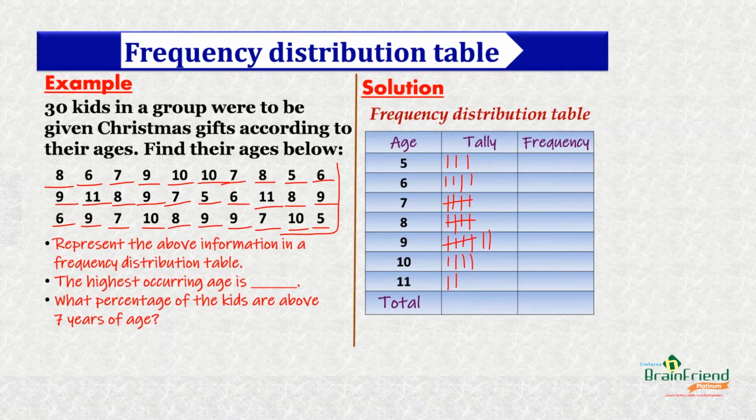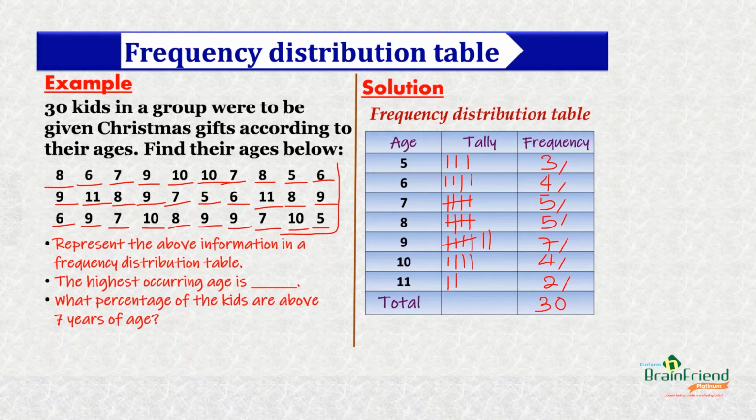So we can have our frequency. We have 3, 4, 5, 5, 7, 4, and 2. And we add them. 3 plus 4 gives us 7, plus 5 gives us 12, plus 5 gives us 17, plus 7 gives us 24, plus 4, 28, and plus 2, we have 30. Okay? So, we are expected to find out the highest occurring age.